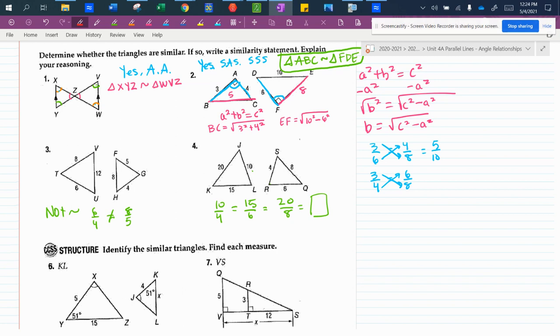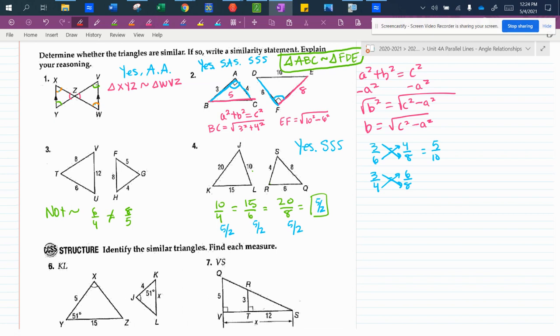So this is one where you have to understand that they aren't necessarily going to all simplify the exact way that we would expect, but we can look at each individual fraction and simplify it. I know 5 and 4 have a common factor of 2, so I get 5 halves. 15 and 6 have a common factor of 3, so I get 5 halves. 20 and 8 have a common factor of 4, so I get 5 halves. So yes, this one is similar by side, side, side.